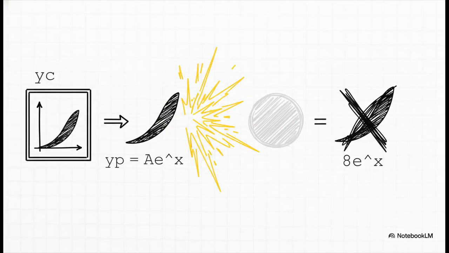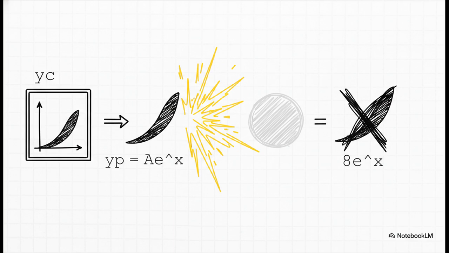Just look at this example. Our complementary solution, yc, already has an e to the x term in it. So when we make our normal guess of a times e to the x for our particular solution and plug it into the left side of the equation, the whole thing just cancels out and becomes 0. And that leaves us with the impossible statement that 0 equals a e to the x. That's a big red flag.